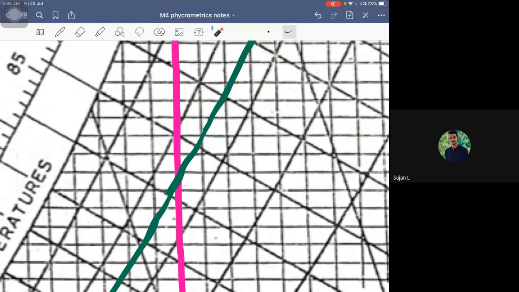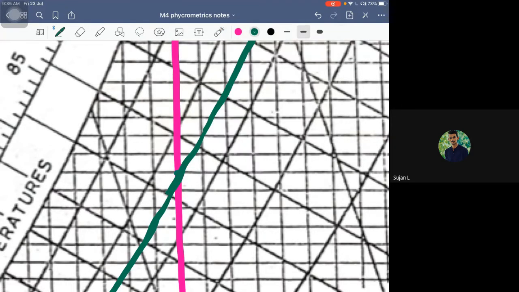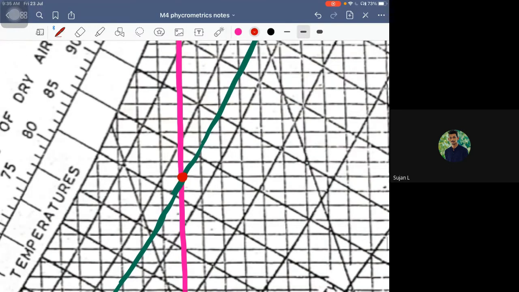Okay, so now I will be using red for it. So I will mark the point here. Once I mark the point, I will erase all the construction lines we have drawn. Okay.